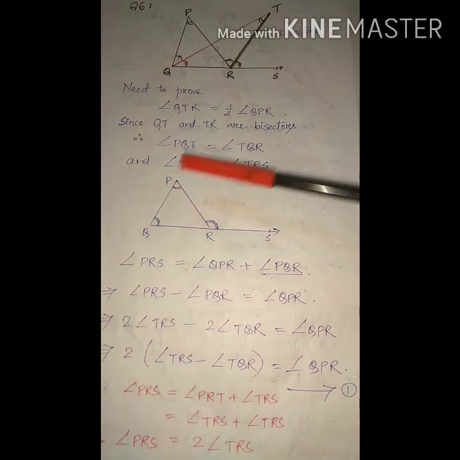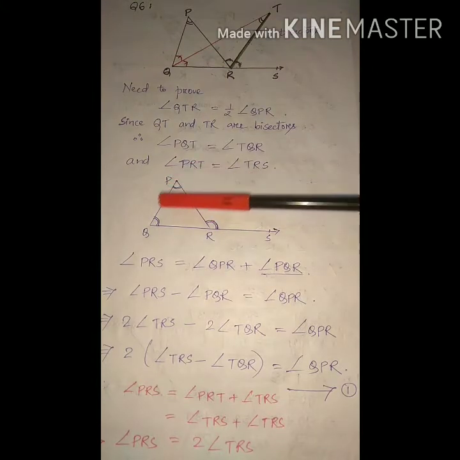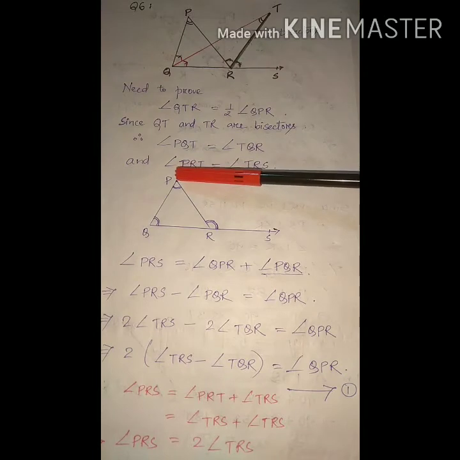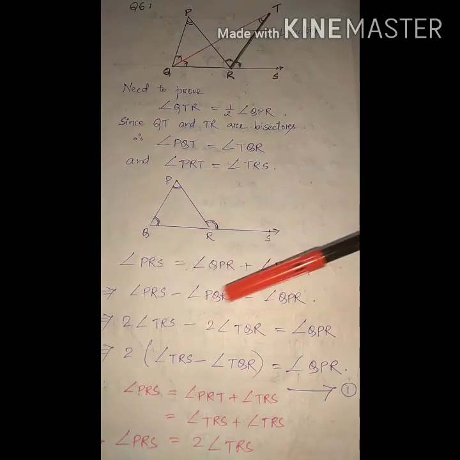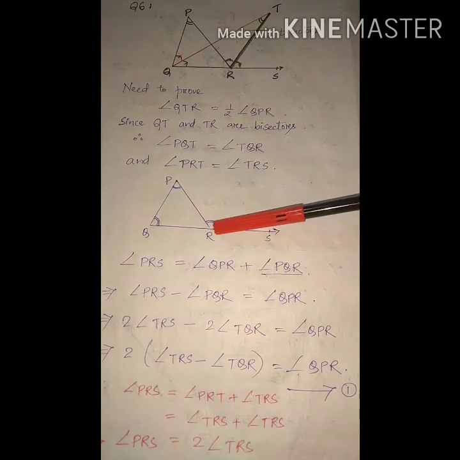If this one is the exterior angle, these two are opposite interior angles. There is a property we know: exterior angle equals the sum of two opposite interior angles. So that's why we write here PRS, exterior angle, equals the sum of two opposite interior angles. One is QPR, another one is PQR. We write these two. Is it clear?